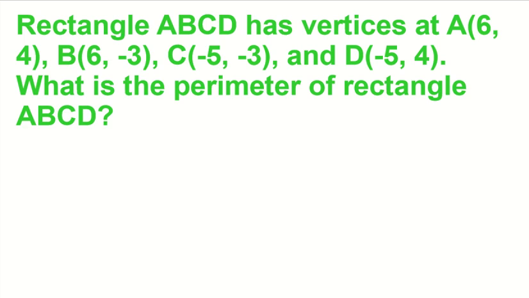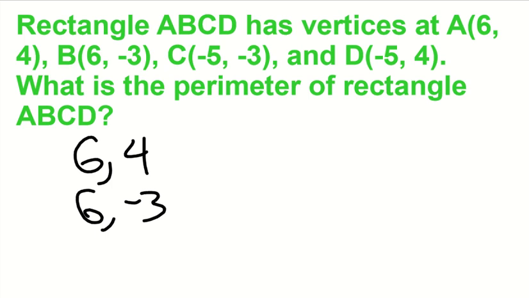Gray, what'd you get? 36 is correct. All right, so we want matching X, matching Y. So if I take this first point, we got 6, 4. To find a matching X, I got 6, negative 3. We don't use the match. So then distance from 4 to negative 3 is a distance of 7.